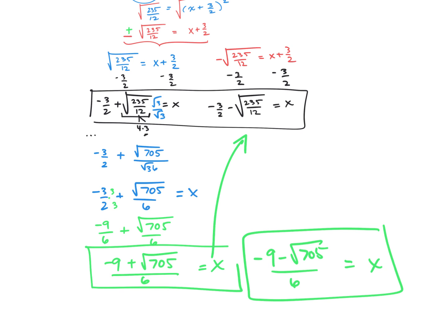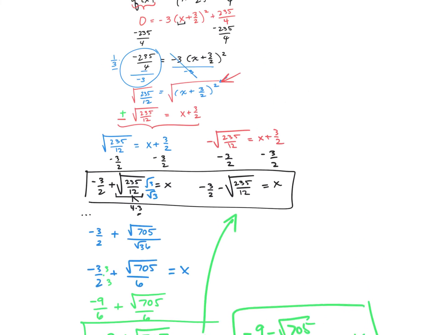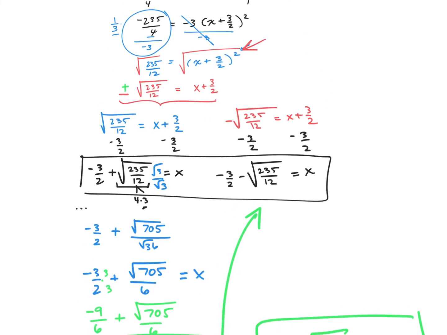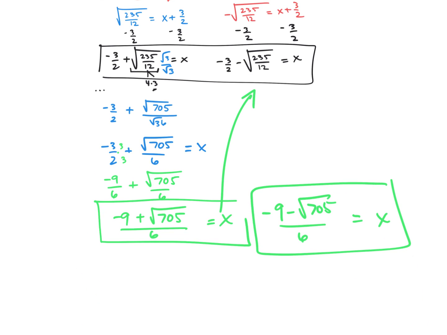So that looks a little bit more like the answers that you get from the quadratic formula. And so if you would have taken this and multiplied this out from the very beginning and then used the quadratic formula, you should get the same exact answer that we got down here. So hope that helps.